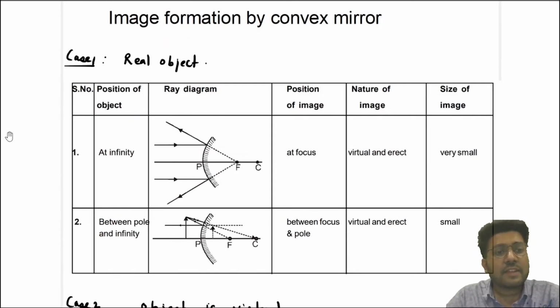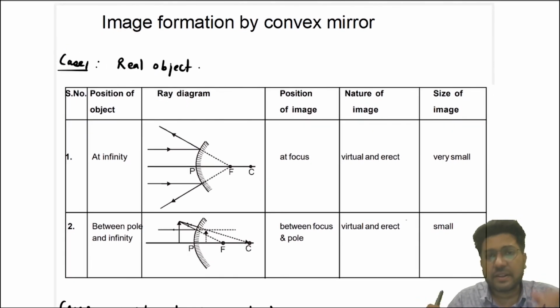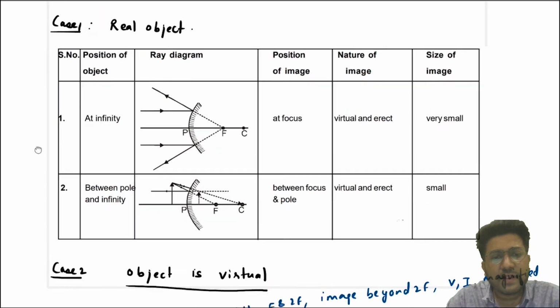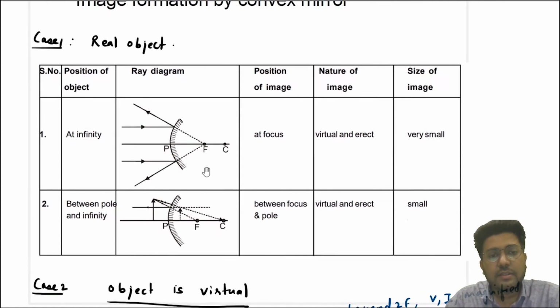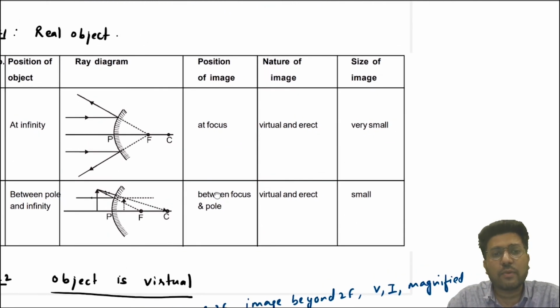Then image formation by convex mirror. Okay, image formation by convex mirror. Case 1, real object. So first let us see what happens for a real object. For a convex mirror in real object there is only two cases. First case is when the object is at infinity, image is at focus. Okay, this image is virtual and erect and it is very small. Or you can also say image is formed at the focal plane.